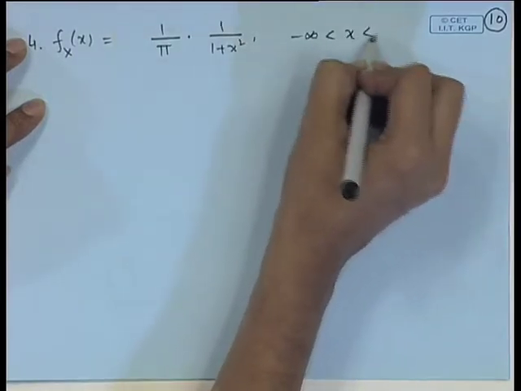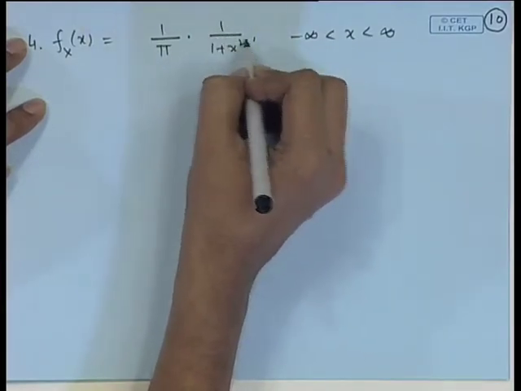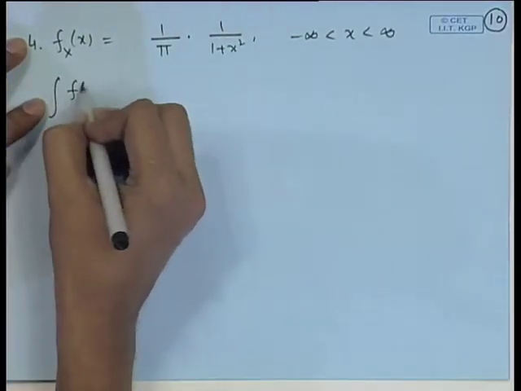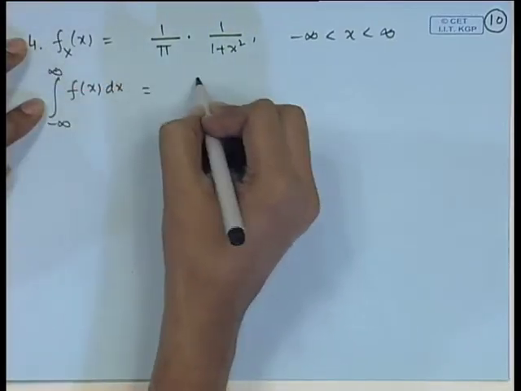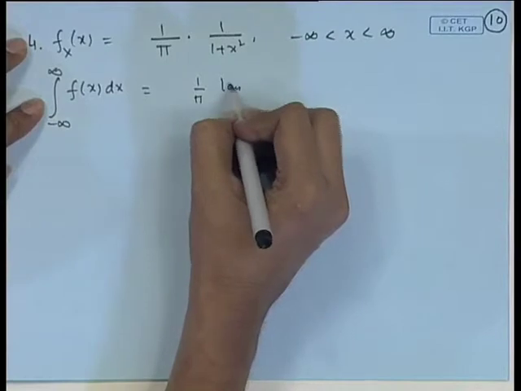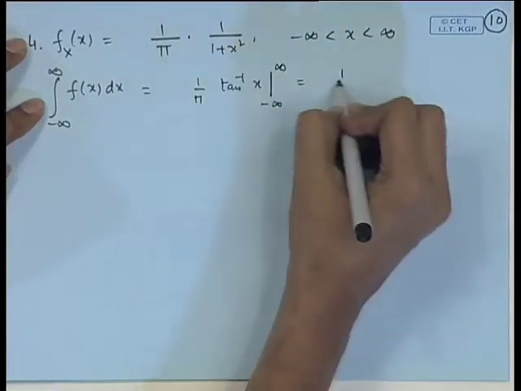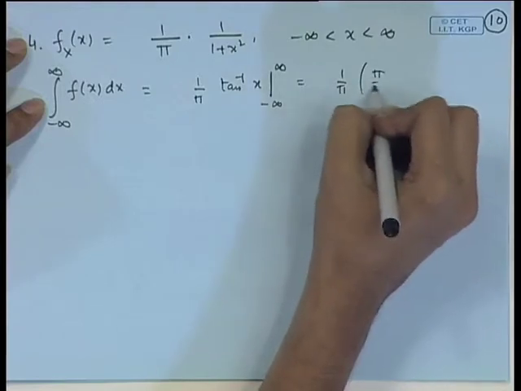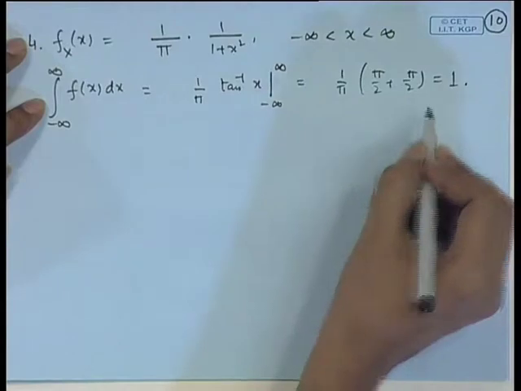Let us consider the density 1 by pi into 1 by 1 plus x square. So, it is a valid probability density, as can be seen easily. The integral will be tan inverse x, that is equal to 1 by pi, pi by 2 plus pi by 2, that is equal to 1. So, it is a valid probability density.